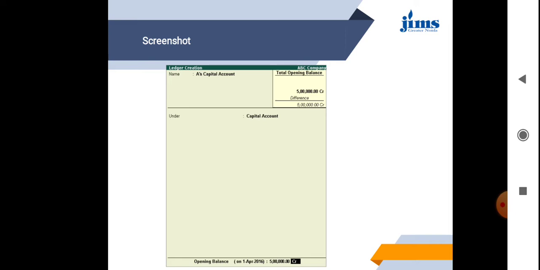Then there is a few more information. If you have opted for those in configuration, all that information will be displayed here, that is mailing details, bank account details, bank configuration. All those details will be displayed here. If you have opted for the display of those items, then they will be available here in this ledger display screen.